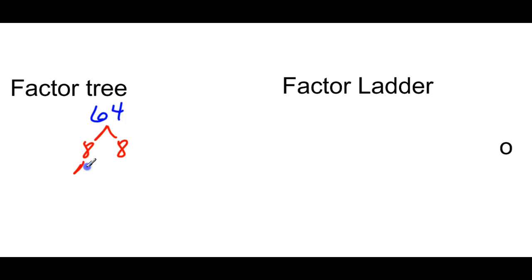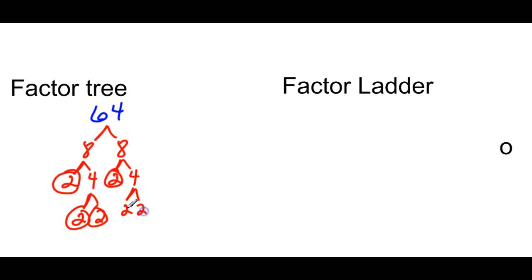Think of any two numbers that will multiply together to give you 8. How about 2 and 4? 2 is prime, so I circle it. Okay, 4 is not prime, so I keep going. Two numbers that will multiply to give you 4: 2 and 2. There, we've got it. Okay, go over here, do the same thing. That's going to be 2 and 4. 2 is prime. That's going to be 2 and 2. Those are prime, so that's 1, 2, 3, 4, 5, 6. So that is 2 to the 6th power.